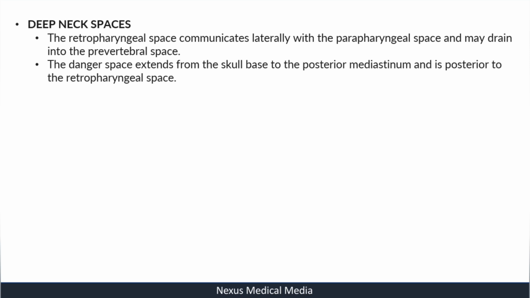Next, we'll talk about the deep neck spaces. The retropharyngeal space communicates laterally with the parapharyngeal space and may drain into the prevertebral space. The next one is the danger space. This extends from the base of the skull to the posterior mediastinum and is posterior to the retropharyngeal space. Why is it a danger space? It's because if there is any infection, it can actually get into the mediastinum.